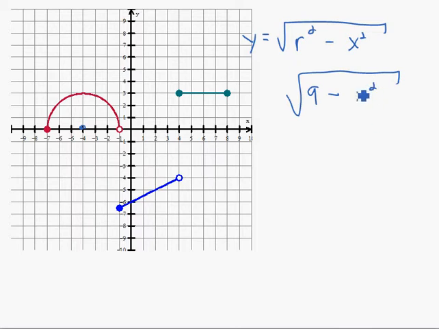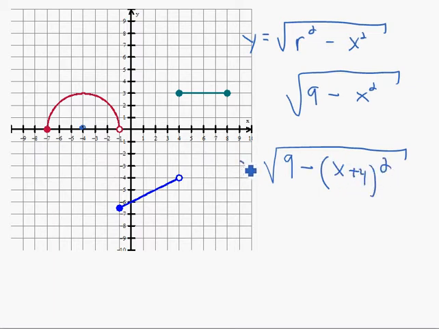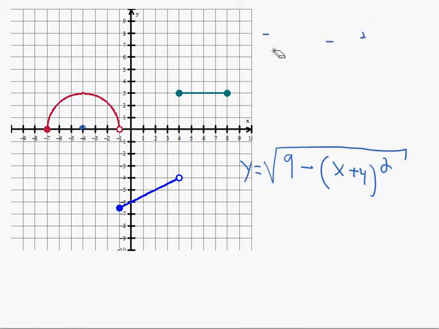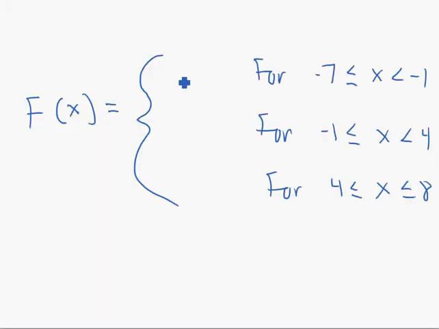The problem is, this would be a semicircle centered at the origin, and this is not centered at the origin. This is centered at -4, which means I need to shift my semicircle back 4. To shift the graph backwards 4, you add 4 to the x value. So this is the equation of that semicircle: y equals the square root of 9 minus the quantity x plus 4 squared. So let's write that in here. It is the square root of 9 minus (x plus 4) squared.